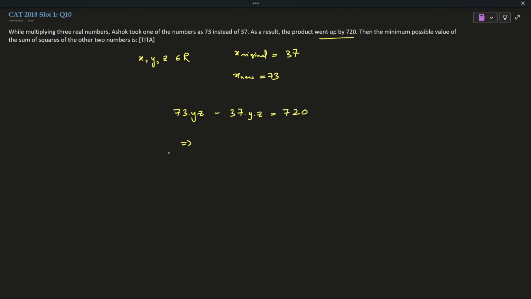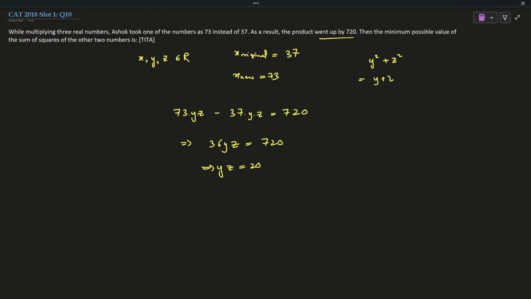This can be written as 36 times yz is equal to 720. From here I can say y into z is equal to 20. Then the minimum possible value of the sum of the squares of the other two numbers. I need to find this. Find the minimum sum of the squares of the other two numbers.